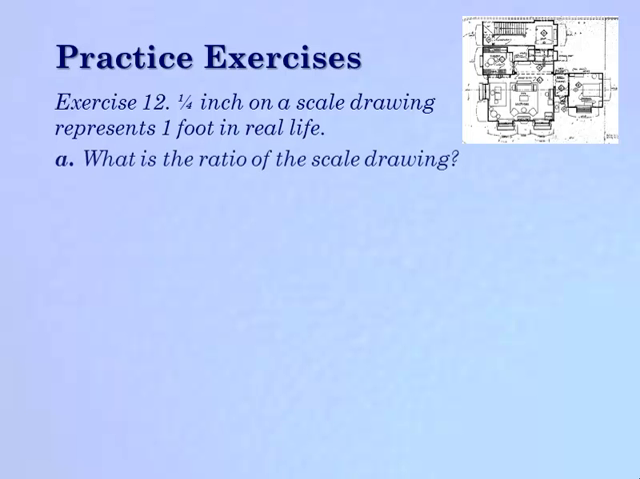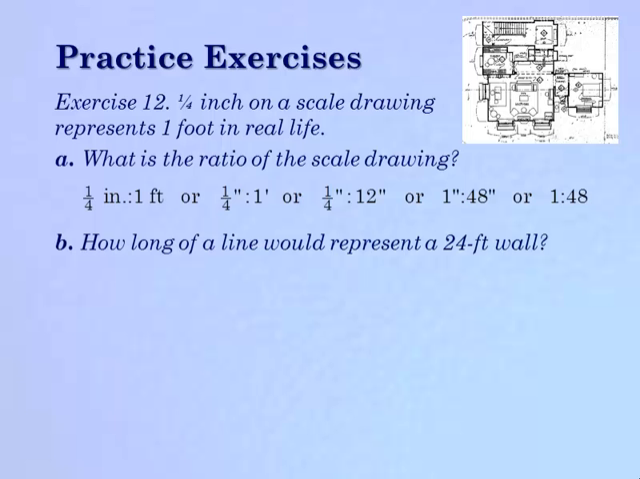So we're asked, what's the ratio of the scale drawing? Well, we can write it in many different ways. It can be 1/4 inch to 1 foot, or we could change the units and we could say 1/4 inch to 12 inches, or 1 inch to 48 inches. Right? We multiply both of them by 4 and get 1 inch to 48 inches. Or since we have both of them in inches, we can just say the ratio of 1 to 48. So the scale drawing is 1 to 48.